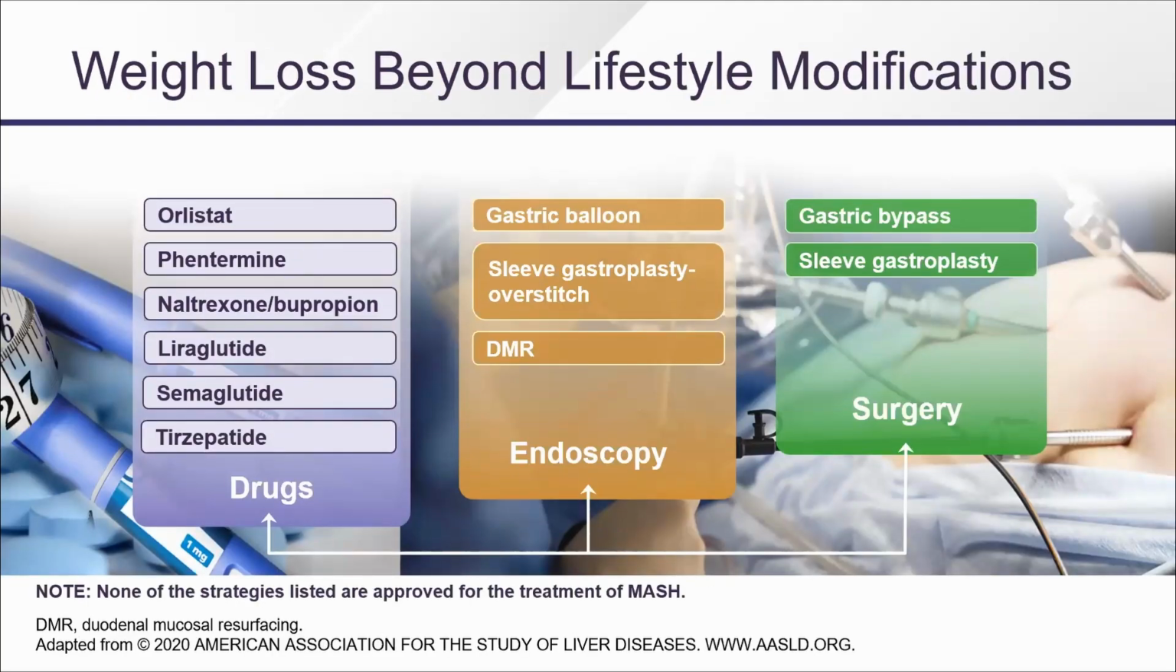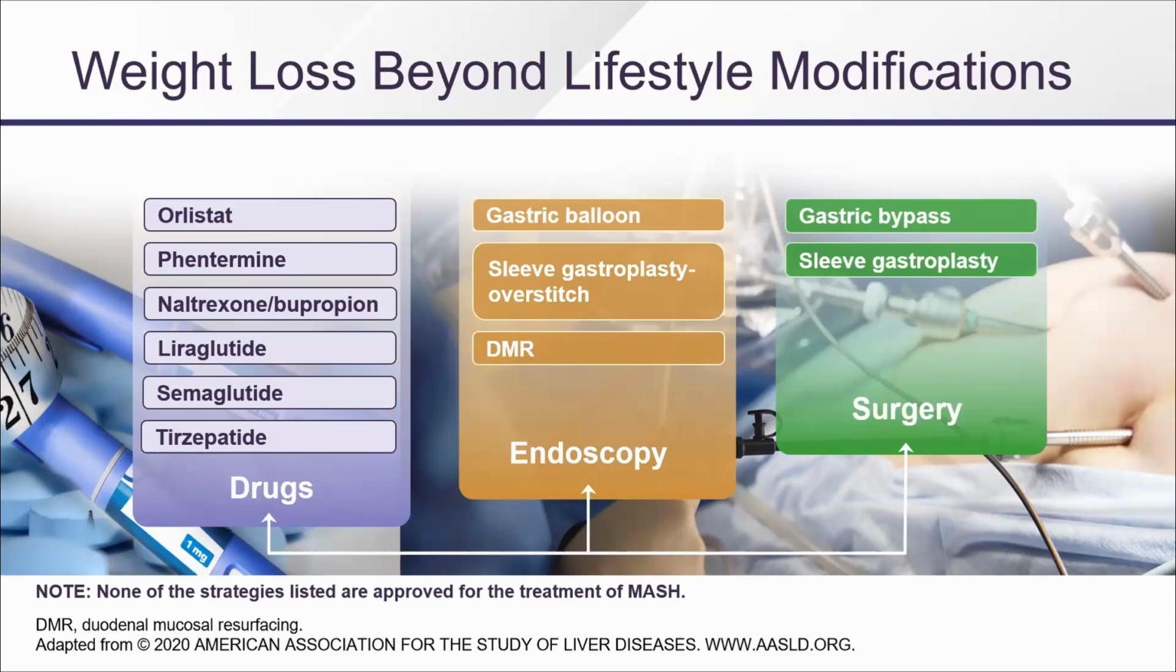And so then what's your next choice? It's either meds, an endoscopic intervention, or surgery. And all of them work, and none of them are approved for MASH. But they are part of your algorithm, because at the end of the day, we need our patients to control their metabolic risks.